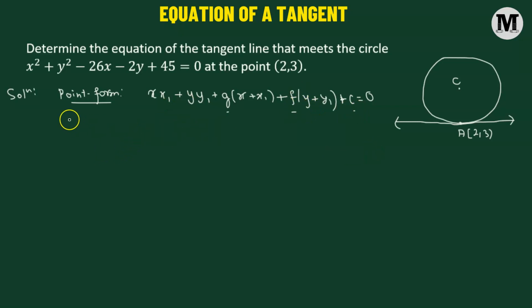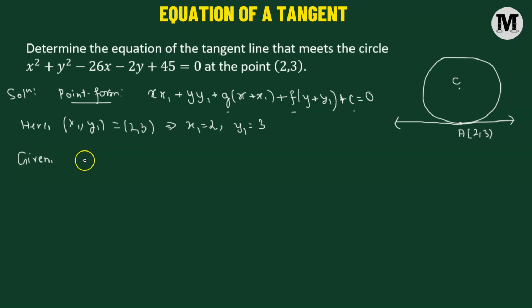Now here (x1, y1) is nothing but the coordinates of the point of contact. Since it's already given to us as (2, 3), that immediately tells us that the value of x1 is going to be equal to 2 and the value of y1 will be equal to 3. Our next task will be to find the values of the constants g, f and c. We can obtain them from the equation of the circle. So let's use the circle's equation.